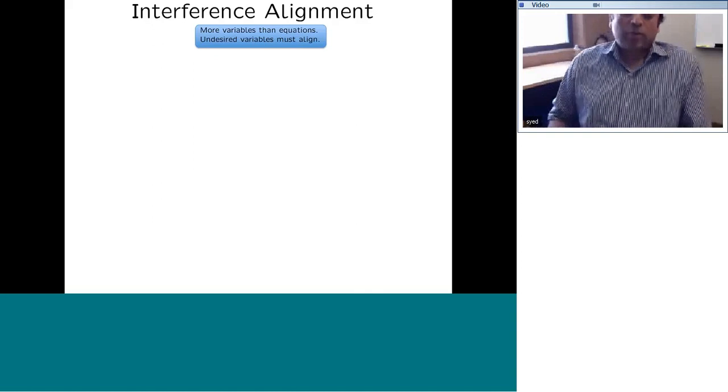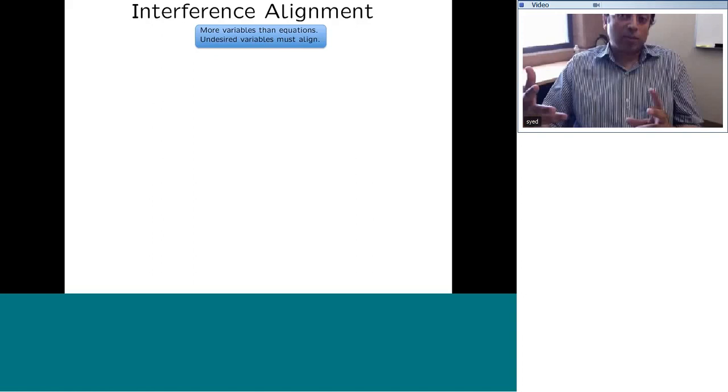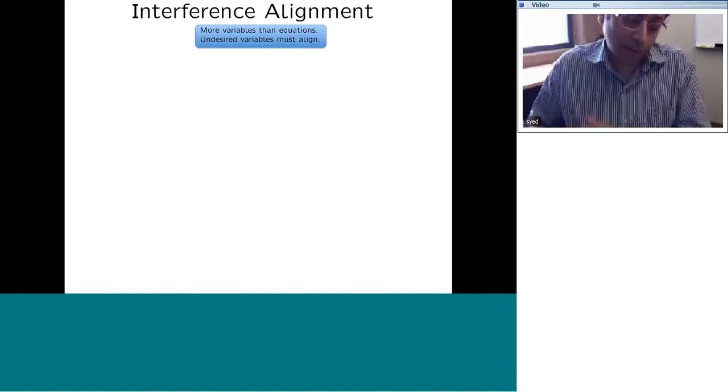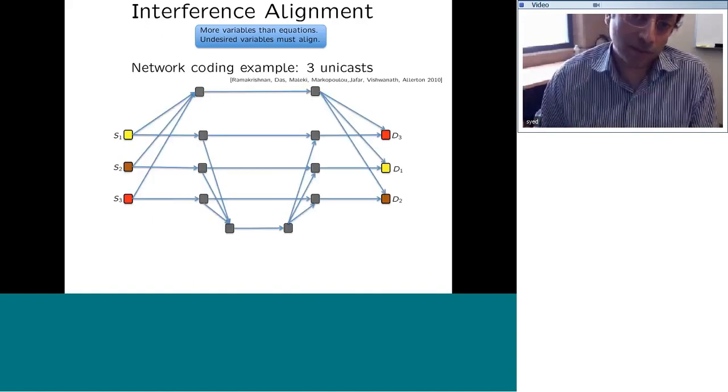So what is it that will allow you to solve a system of linear equations for some of the variables that you're interested in, even though the number of equations is much smaller than the total number of variables? That property is interference alignment, and what it says is that the undesired variables have to occupy a smaller space. That is, they have to align into a smaller number of dimensions.